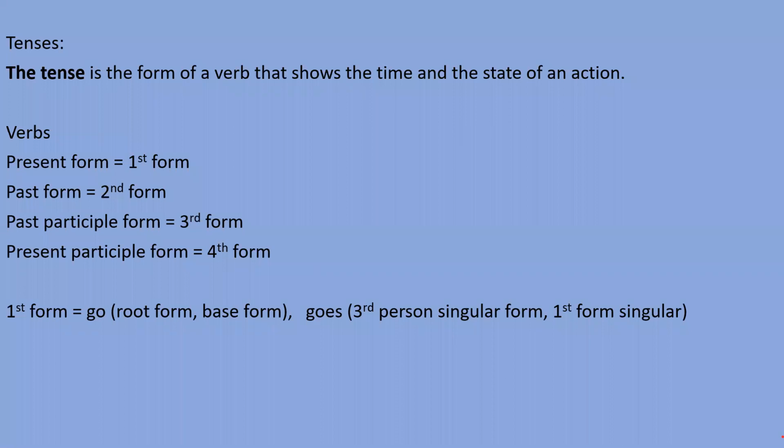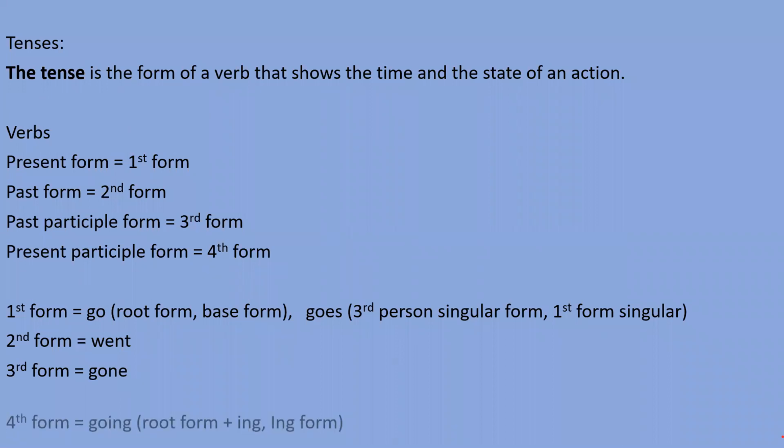Go is also first form, that is called third person singular form or first form singular. So whatever you want to say, you can say, right? Second form is went. If I talk about go, so go and goes are the first form, and went is second form, and gone is third form.